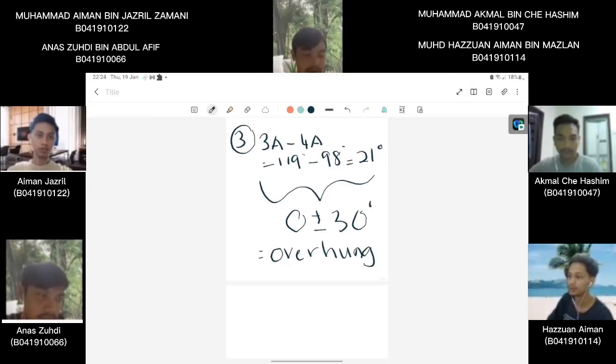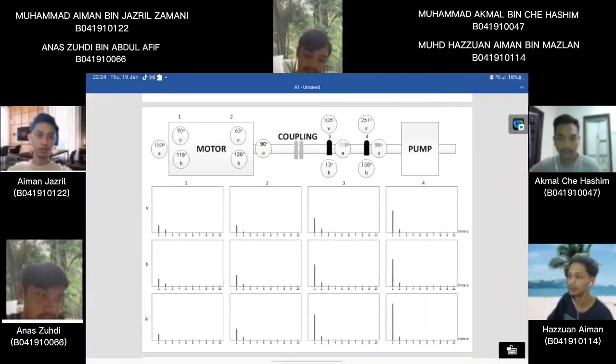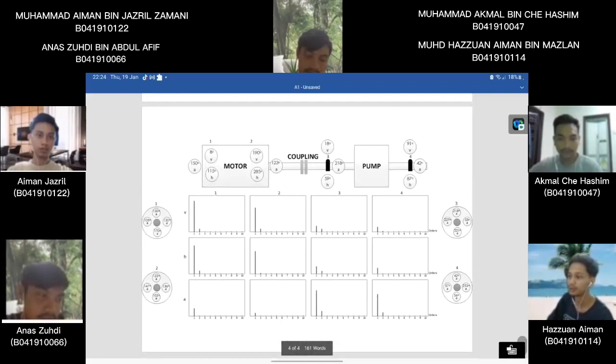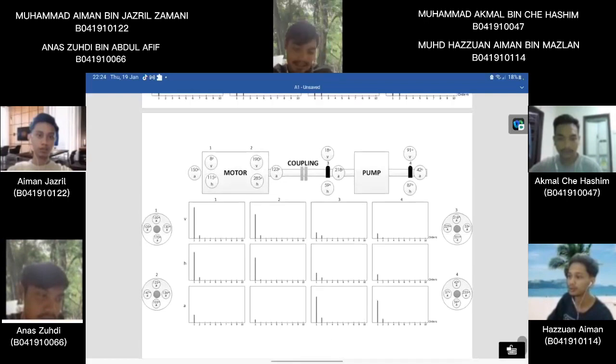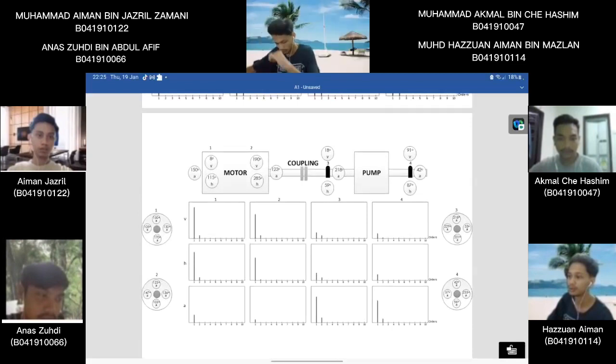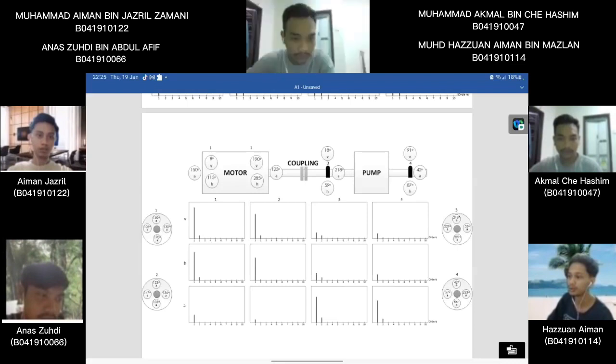All right, for the last question, question number 4. We have to check position 1 and position 2, the motor. At the motor position, radial is bigger than axial.